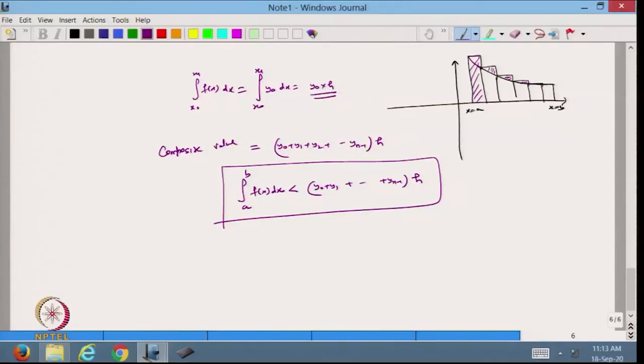So we will stop here today. Today we have started with the basic concept of numerical integration, and we have discussed how we can approximate the given function with the rectangular values, and in the next lecture we will continue with this one.